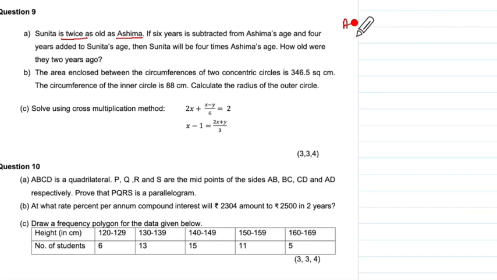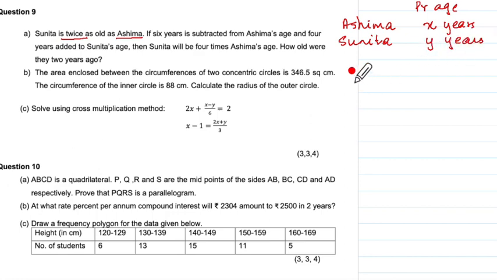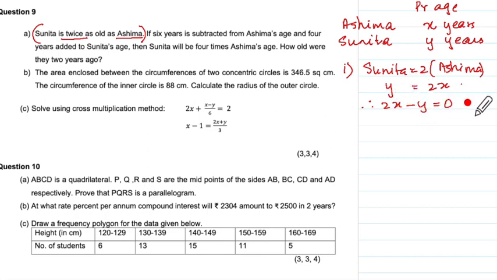So we will have Ashima, her present age, let it be X years, and Sunita, let her age be Y years. And so our first equation will be from this first condition. Sunita is twice as old as Ashima, which means Y is equal to 2x. So therefore 2x minus Y is equal to 0, and that's our equation 1.